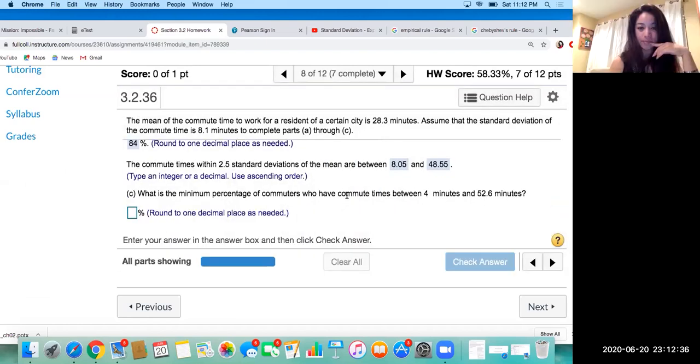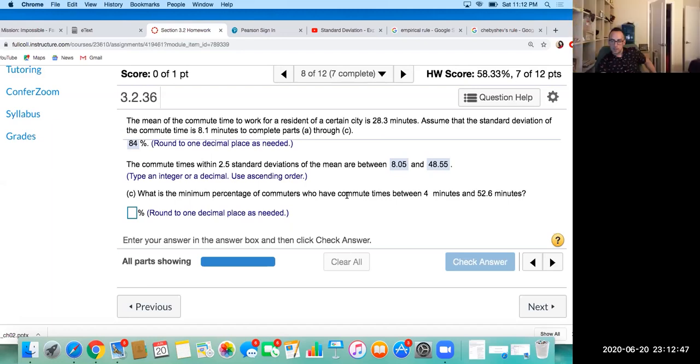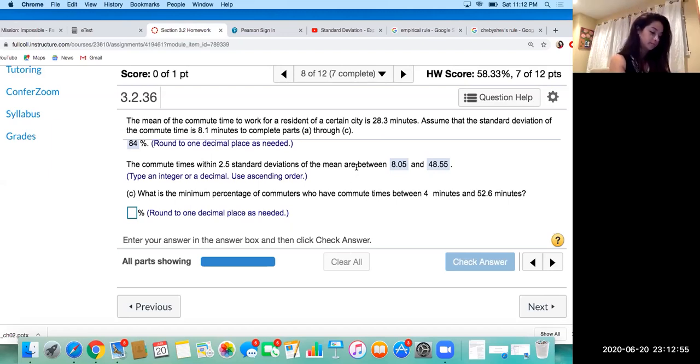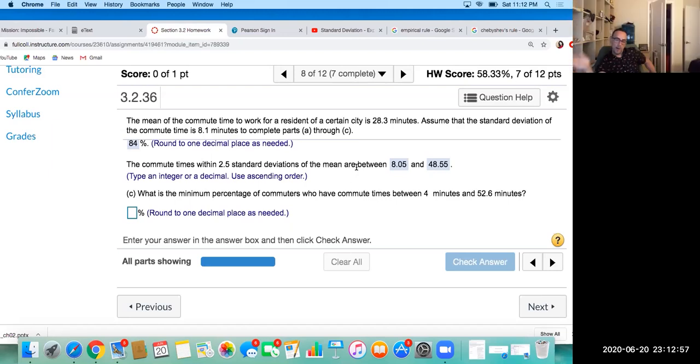What is the minimum percentage of commuters who have commute times between 4 minutes and 52.6 minutes? All right, so what we want to do is start at the center, which was what again? What was the mean? 28.3. And basically we want to find out how many standard deviations away that is. We want to find K. All we got to do is find K.